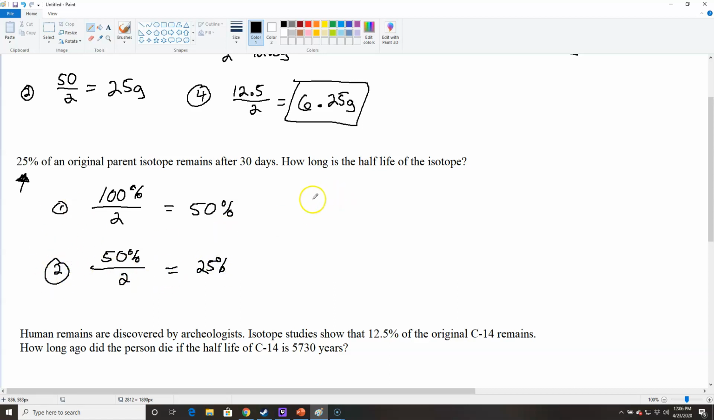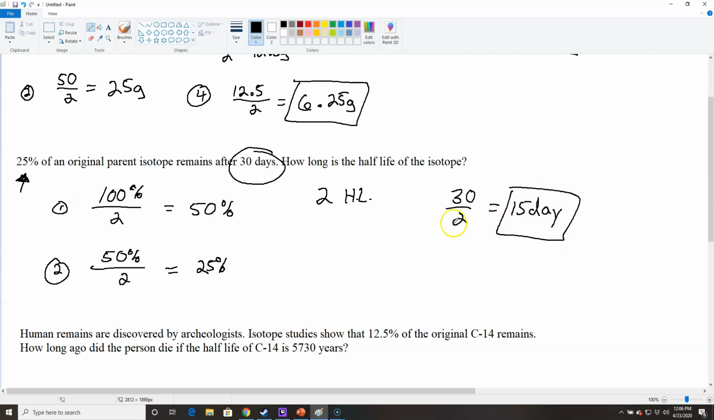Then, when I had 50% remaining, I cut that in half, and I had 25%. So after 2 half-lives, I have achieved 25% of the original quantity. So 2 half-lives took 30 days. 30 days over 2 is 15 days. So the half-life for this particular isotope is 15 days.